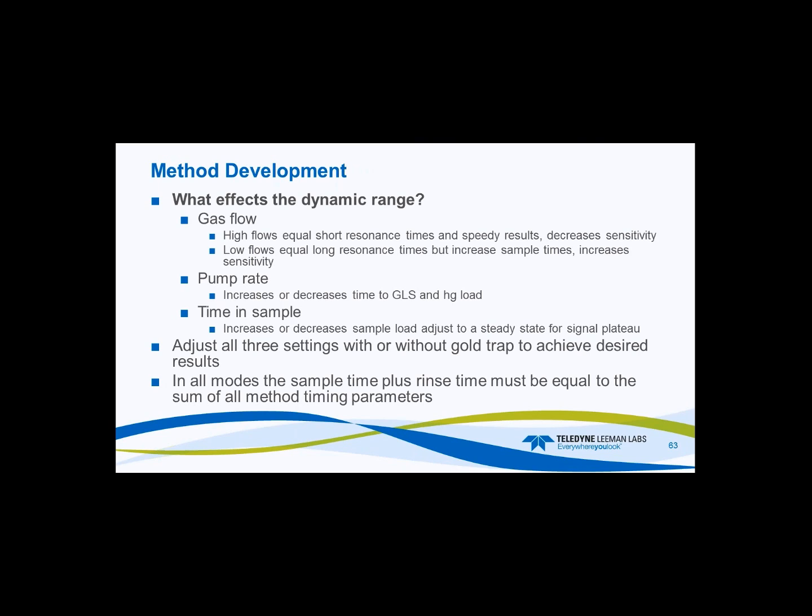And it's really, really easy because in our method editor, there's the one screen where you do peak profile, and you can view it, change your settings, and it will display a new percent RSD for that sample, so you can see everything take effect in real time. So again, you adjust all these settings with or without gold trap to achieve the desired results. So basically though, in all modes, the sample time plus rinse time must be equal to or slightly greater than all of your combined timing parameters.